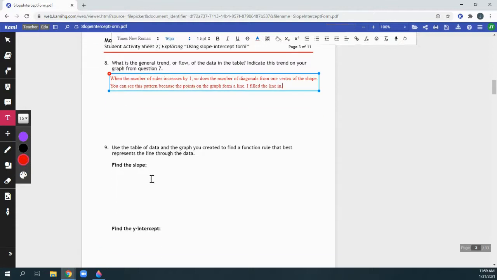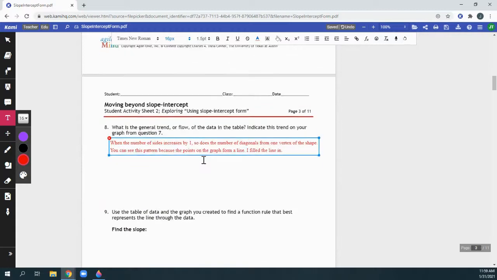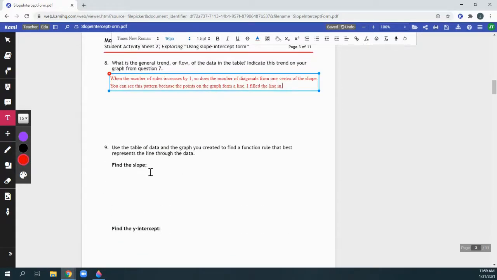Filled in the line. Great. We already did that. They make a line. We filled in the line. Okay. Now we're going to find the slope.